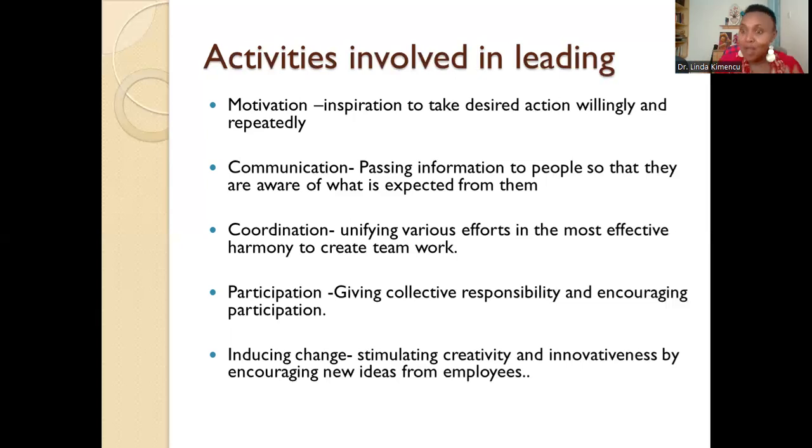And when you have power with the people, then it becomes very easy to achieve most of your goals in an efficient and in an effective manner. And then, of course, the role of the leader or a leading role to be able to induce change and to stimulate creativity and innovativeness by encouraging new ideas.